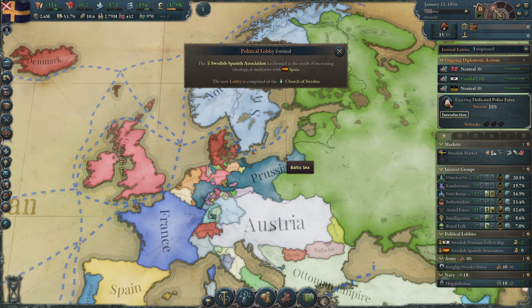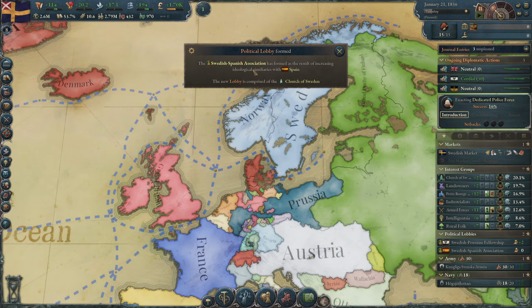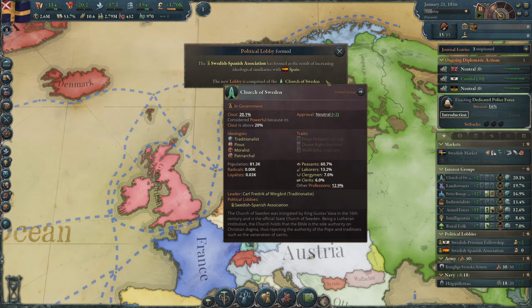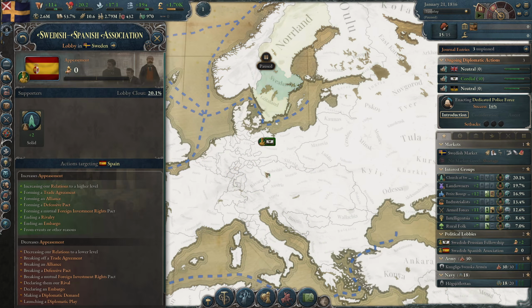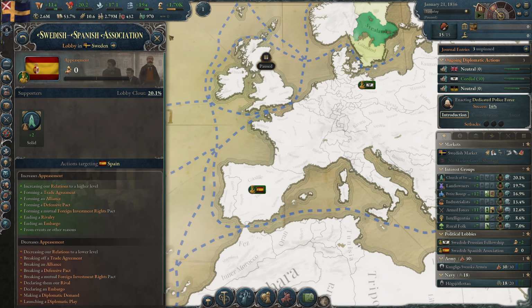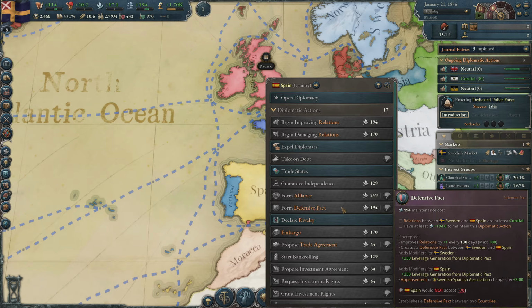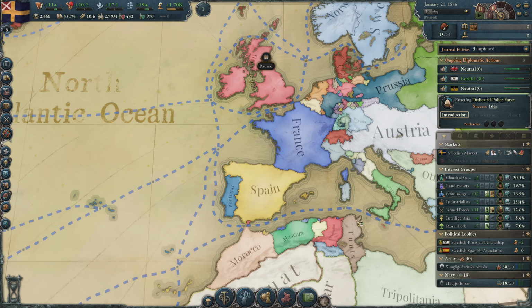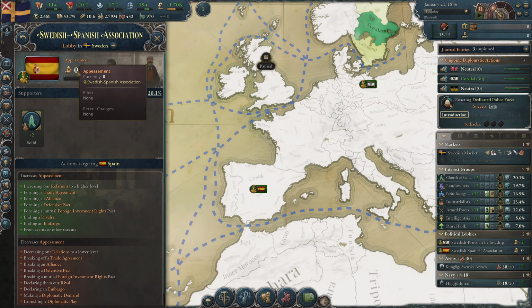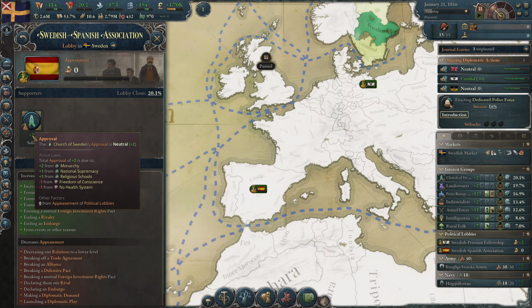Hey, what is this? A political lobby has formed. The Swedish Spanish Association has formed as the result of increasing ideological similarities with Spain. The new lobby is comprised of the Church of Sweden. The Church of Sweden has made a lobby that likes Spain. So what we can do now is increase our relations with Spain, try to get an alliance or defensive pact, get a trade agreement with them. And then this number will go not to 0, but maybe +1, +2, +3. And then the church will get a couple of approval. And that makes their approval higher.